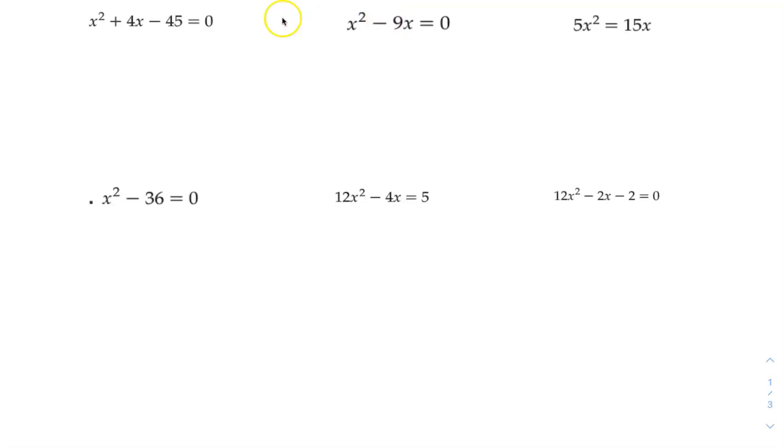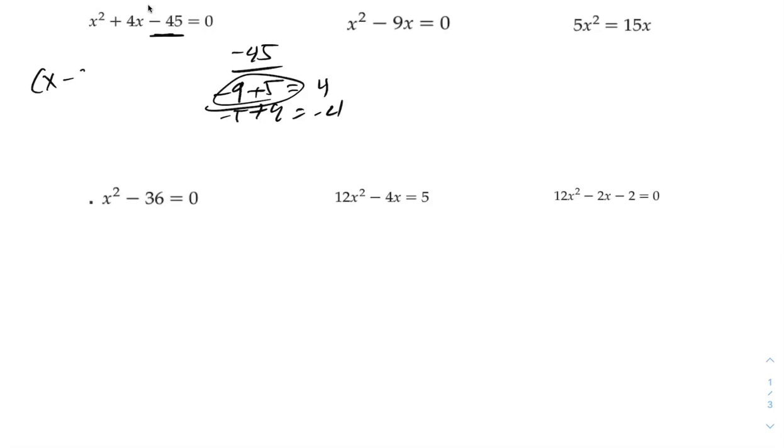Next one, it's already set equal to 0, but we do have to factor it ourselves. Now, I think the last worksheet we did a lot of factoring with a number in front. Now this has no number in front, so it's the easy factoring. So all I do here is look at -45 and think of two things that multiply to get -45, but add to get 4. That should be 9 and 5. Either -9 plus 5 or -5 plus 9. I get -4 and 4. I want 4, so it's this one. So all we have to do is put (x - 9)(x + 5).